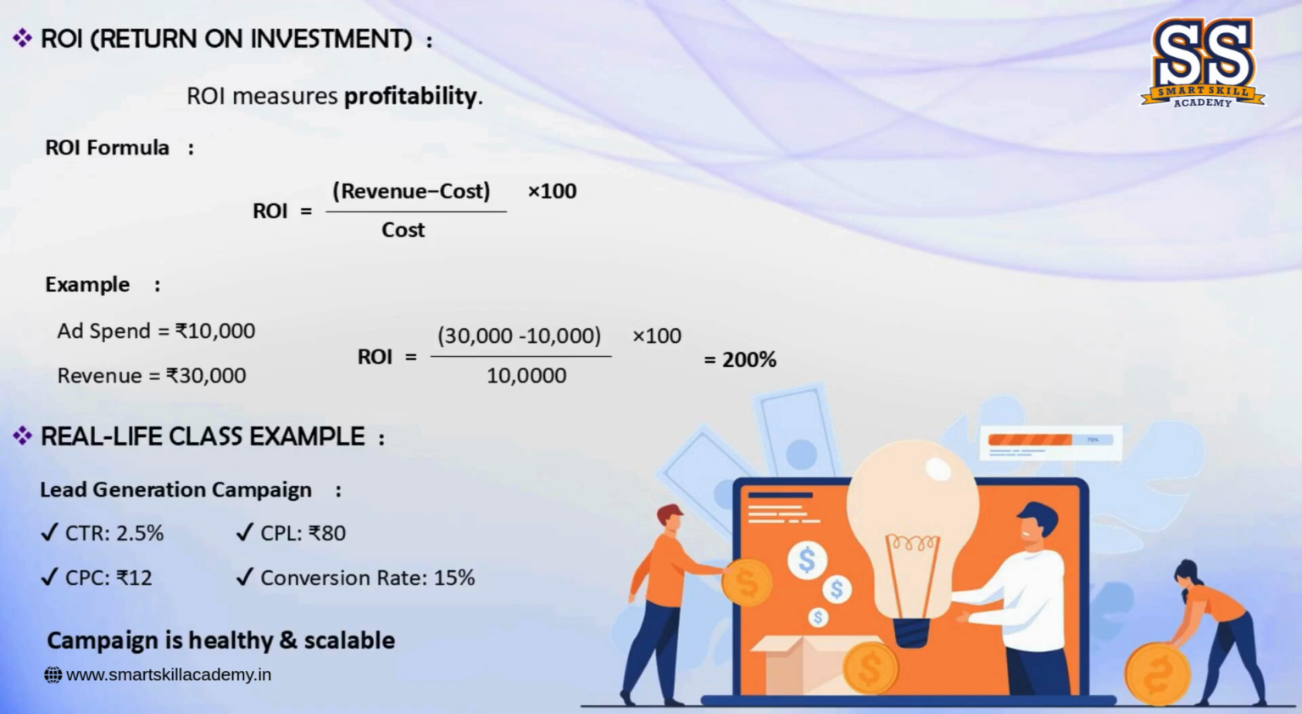As you can see on the screen, the ROI formula is calculated by taking your total revenue, subtracting the cost of the campaign, and then dividing that figure by the cost itself, multiplied by 100 to get a percentage.